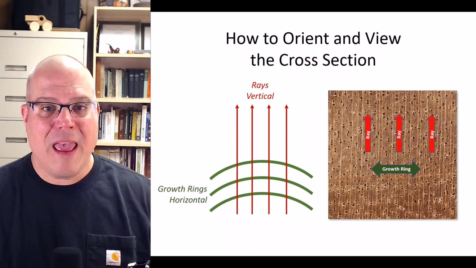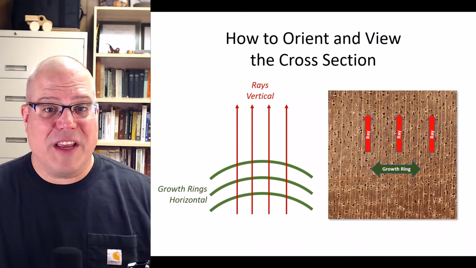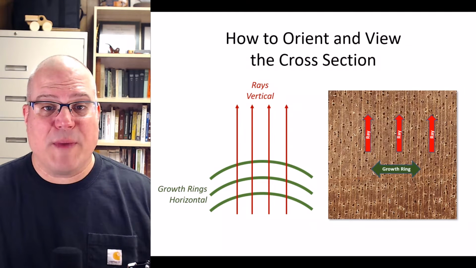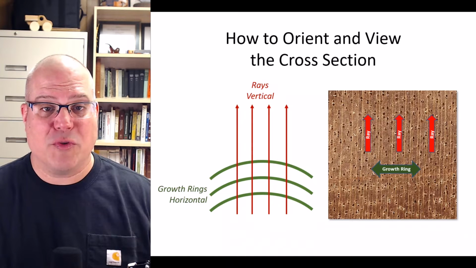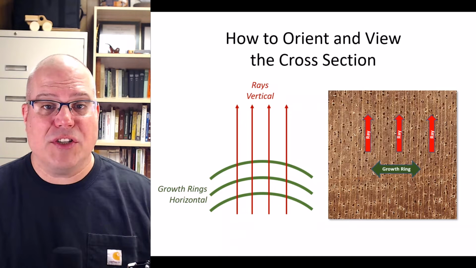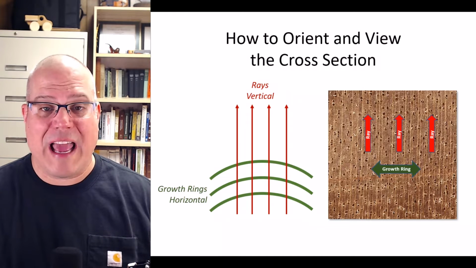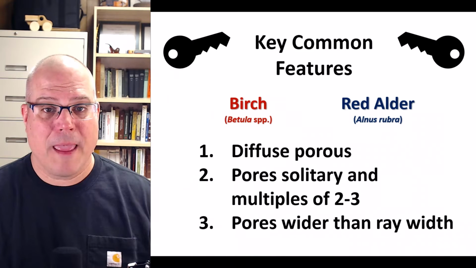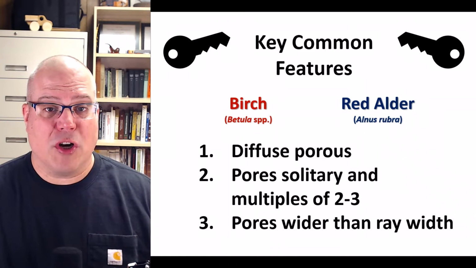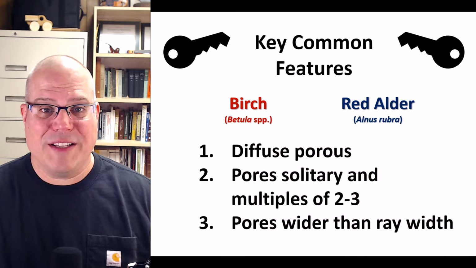As we suggested in previous videos, please remember when you view your wood specimens under a hand lens to orient them with the rays running vertically and the growth rings running horizontally. This will make it easier to compare them to the images you see in my slides and your wood anatomy reference book. We'll see many features of birch and alder today, but let's start by previewing the most important ones, the ones you should commit to memory.